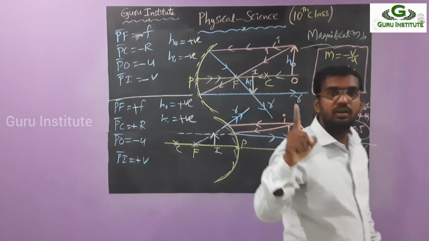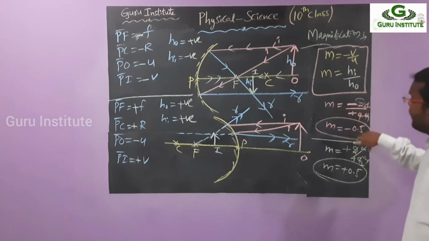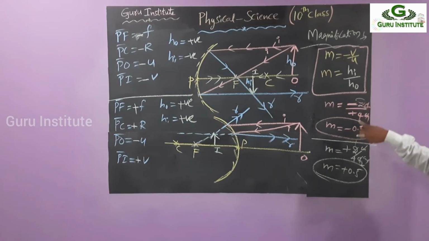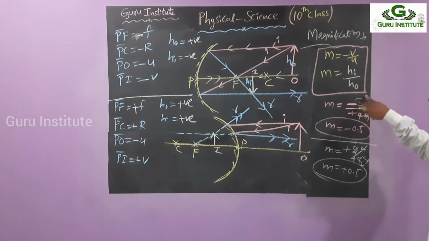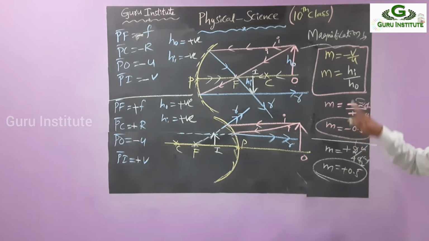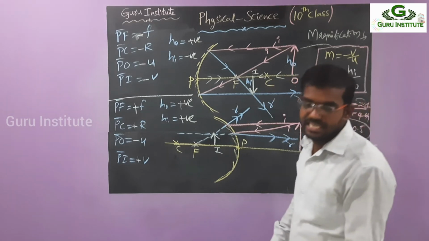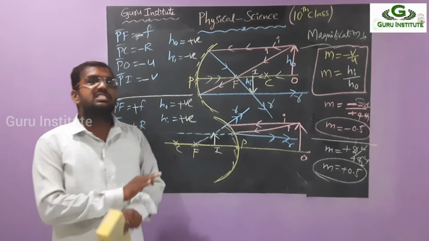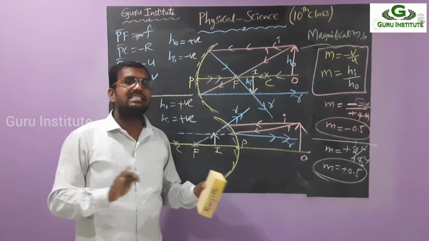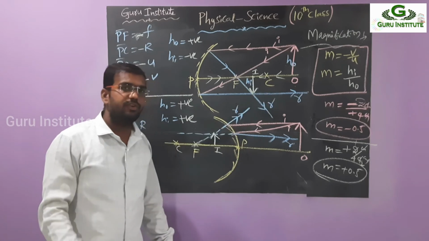Equal to 1 means, let me see. If you want to get 1, numerator and denominator both should be the same, or not? So if it is 4, this is also 4. 4 by 4 cancels to 1. If it is 5, this is also 5. Then what do you observe from that? Both the sizes are the same. If that is equal to 1, the image is not changed. It is the same as the object. That we will see in the next classes, how it will happen.